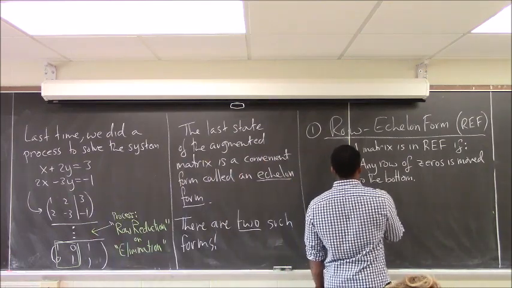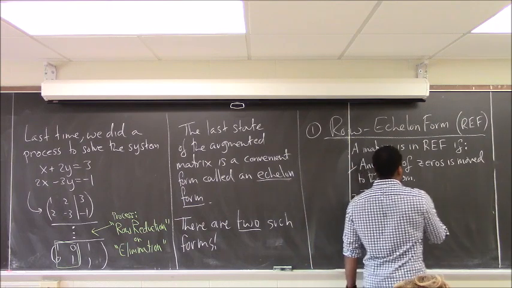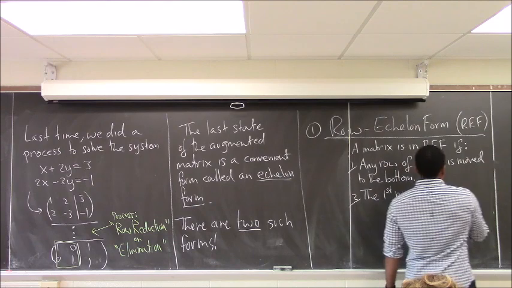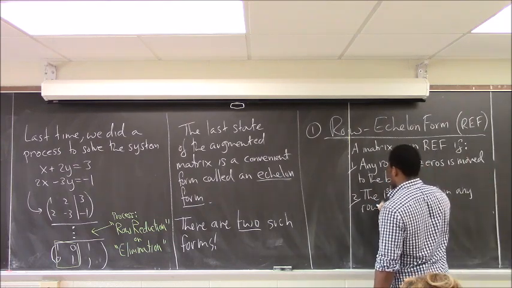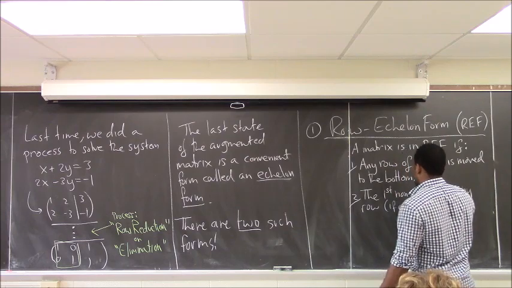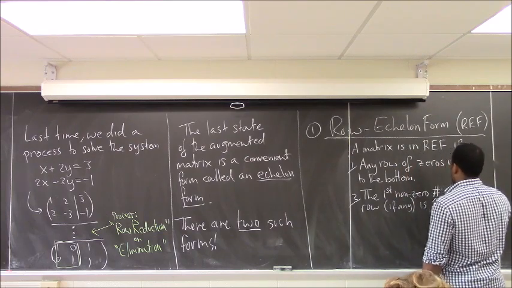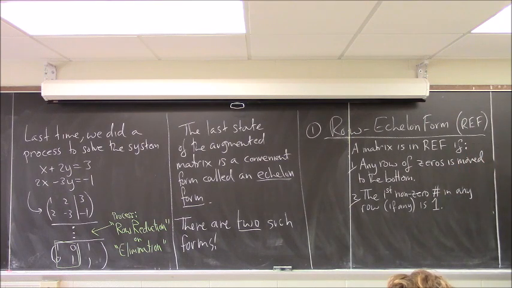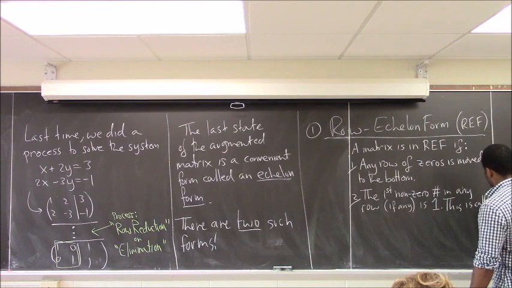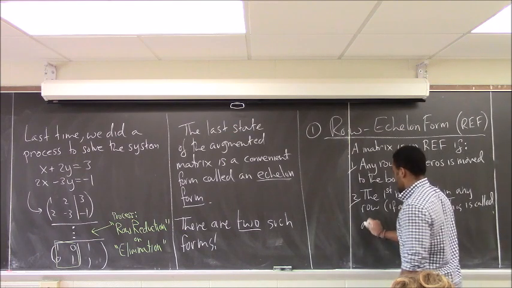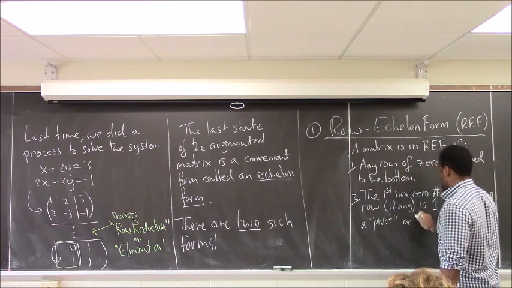2. The first non-zero number in any row, if there are any non-zero numbers, is a 1. Specifically the number 1. This is called a pivot or leading one.